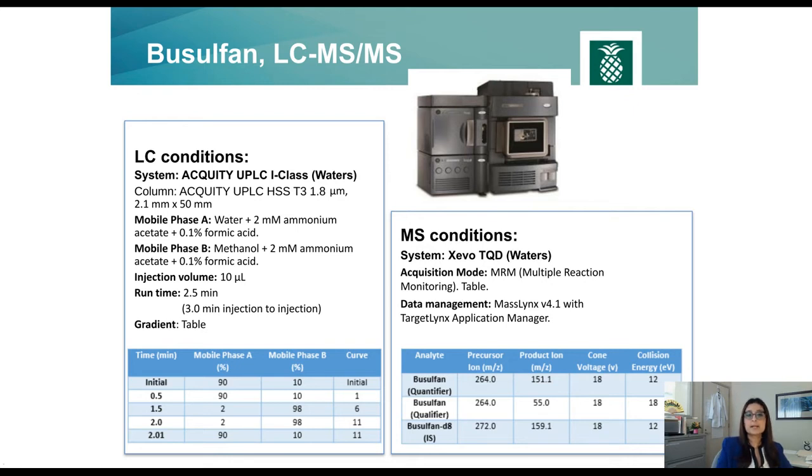The chromatographic separation of busulfan and the internal standard is obtained within 2.5 minutes using a Waters Acquity UPLC column and a mobile phase composed of ammonium acetate, formic acid, and water or methanol for a total run time of 3 minutes. Busulfan and the internal standard are detected in a Waters Xevo TQD mass spec using positive ionization, and they are quantified using a multiple reaction monitoring method. We selected 2 ion transitions characteristic for busulfan and 1 ion transition for the internal standard.